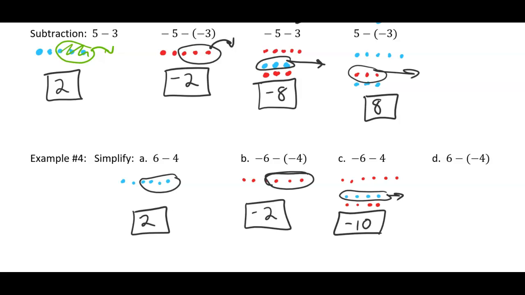Okay, and then our last example, we have 6 positives, 1, 2, 3, 4, 5, 6. We want to take out negatives, but we don't have any, so we'll put in 4 negatives. But since we put those in, we have to put in positives to match so that we don't change our value here. Now we can do this subtraction. Now we can take out the 4 negatives. And what do we have left? Well, it's all positive and there's 10 of them. Okay, so that does that.